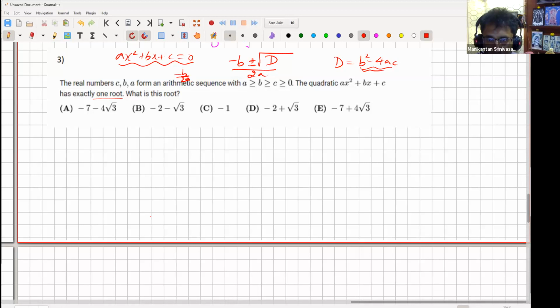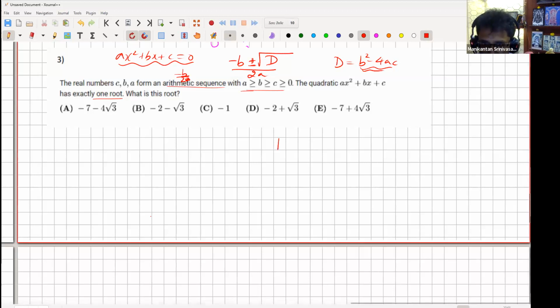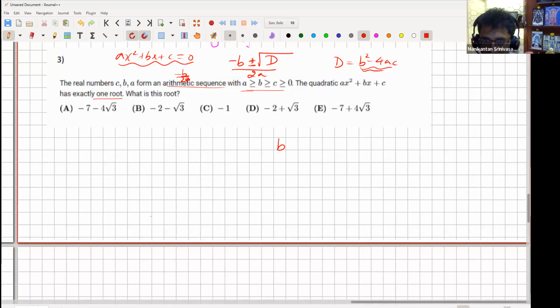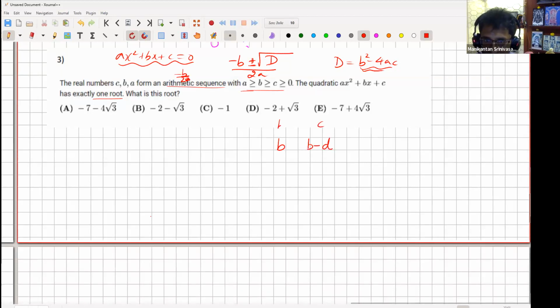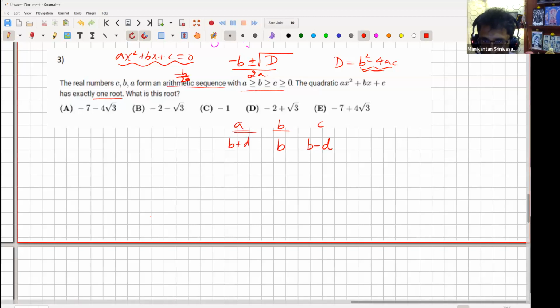Now, they are saying that a, b, and c are in arithmetic progression. So let's keep the middle one as b itself. And c is b minus d, so c is lower than b. And a is b plus d, so that you have some symmetry. So this is a, this is b, and this is c. Always symmetry helps.